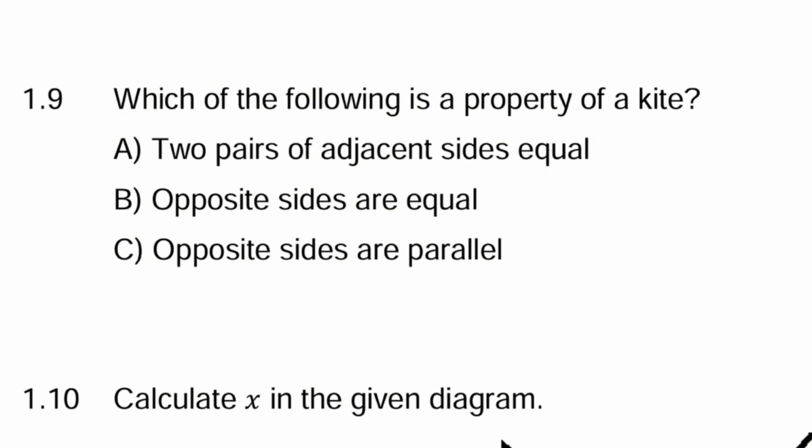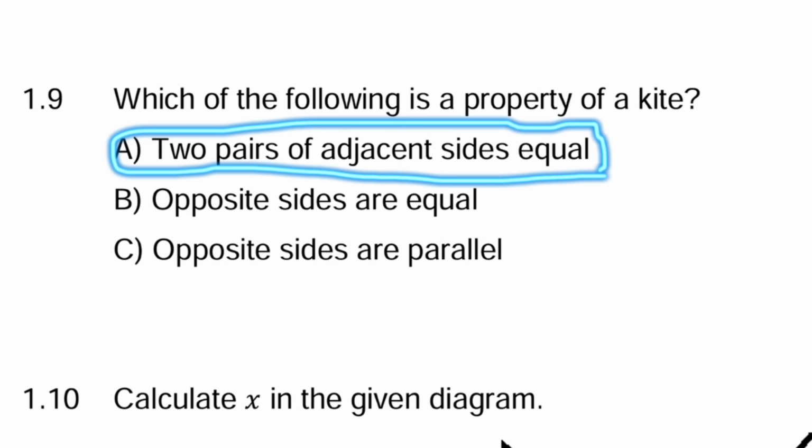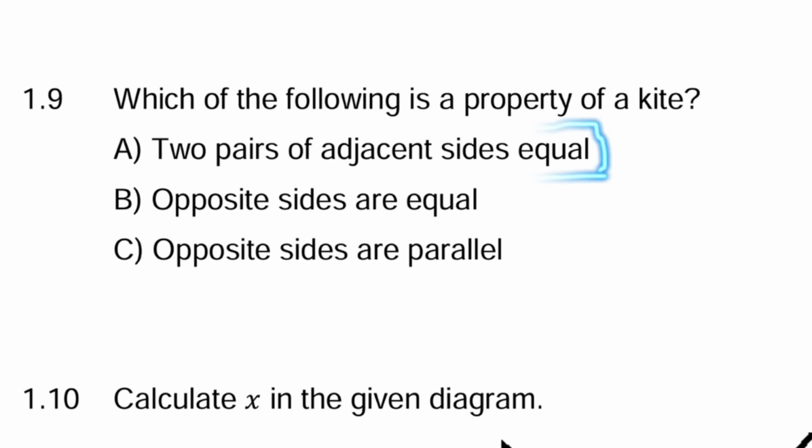1.9. Which of the following is a property of a kite? And the clear answer for 1.9 is A. Two pairs of adjacent sides are equal.